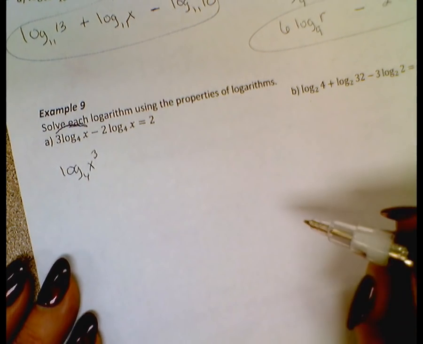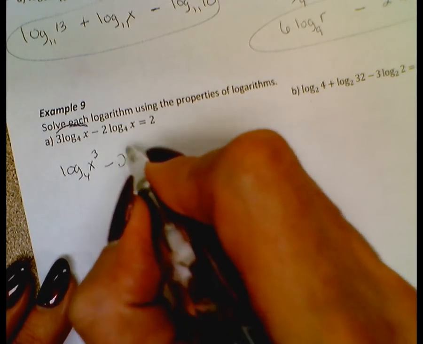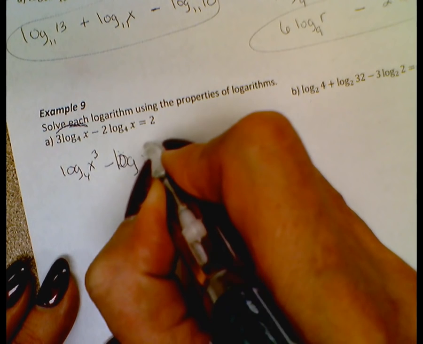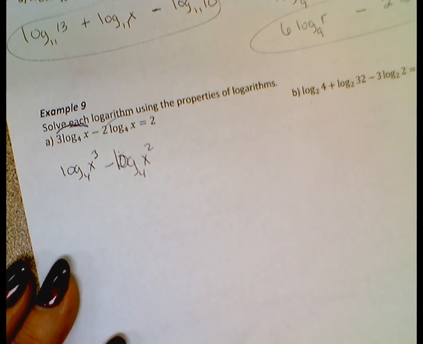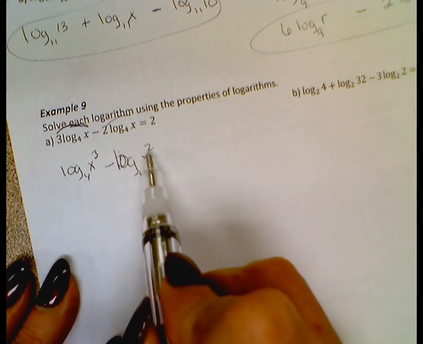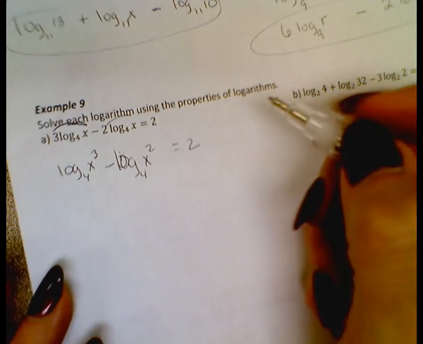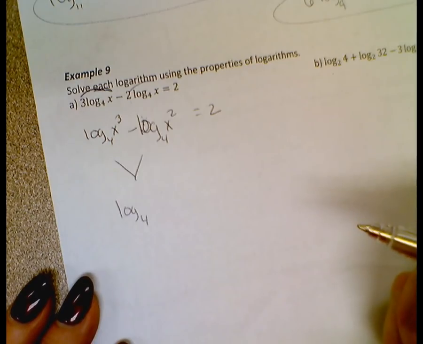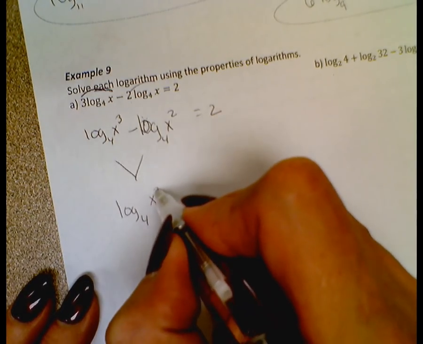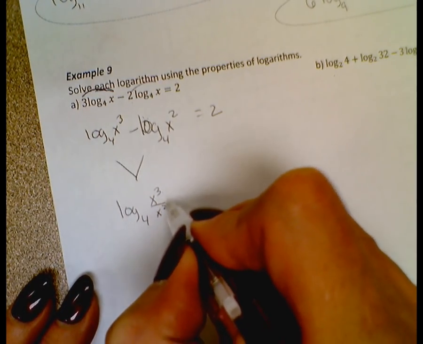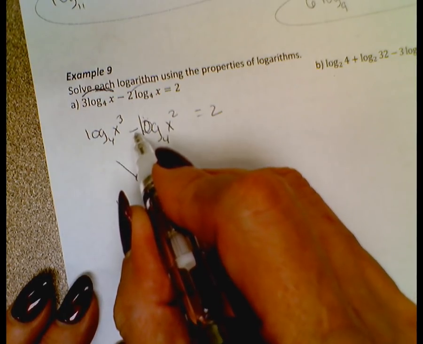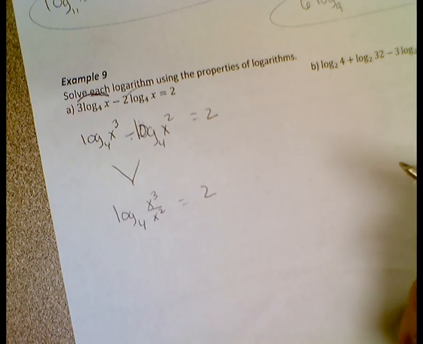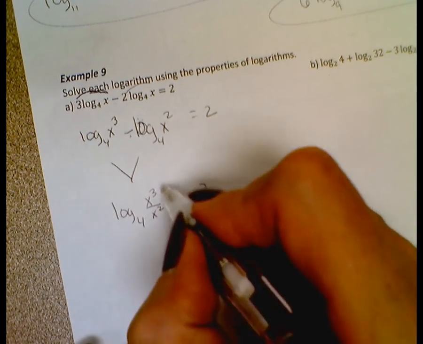So write the first one like that. Minus 2, oh, not 2, whoops. Log base 4 x squared. Are you guys okay with that? I made the 3 an exponent, and I made the 2 an exponent. All this equals 2. Now I can write this as a single log. Log base 4 of x cubed divided by x squared. Why am I dividing? Because there's a minus. All this equals 2. Now, simplify this if you can.